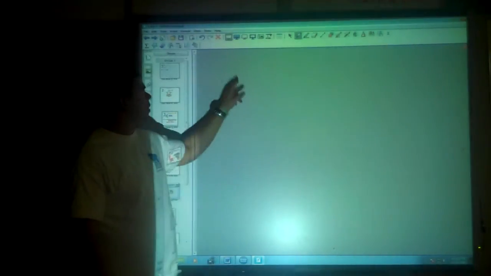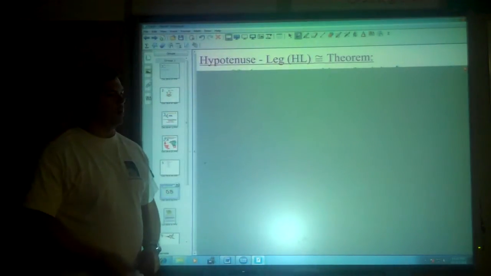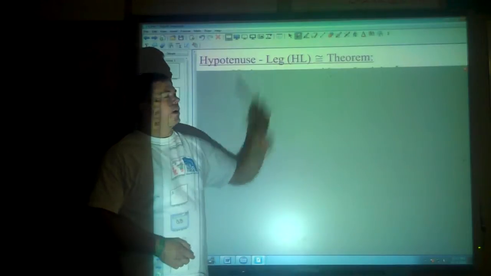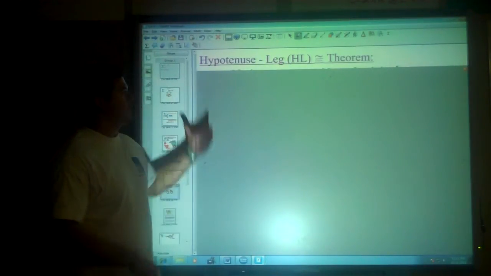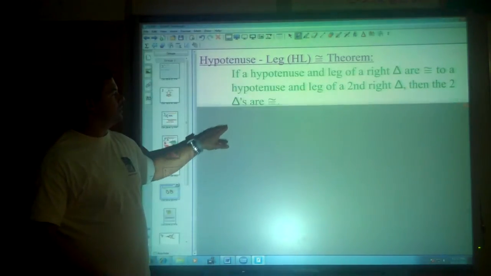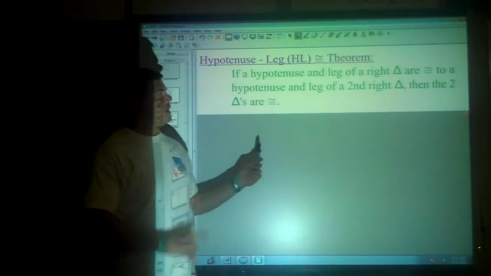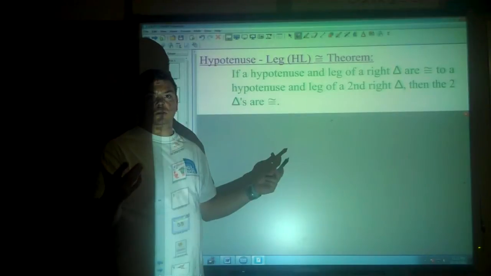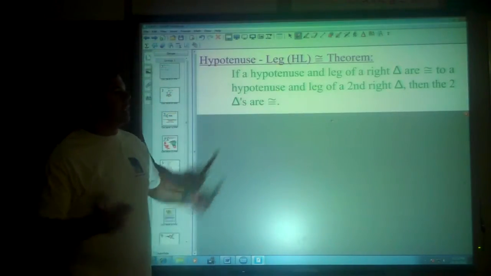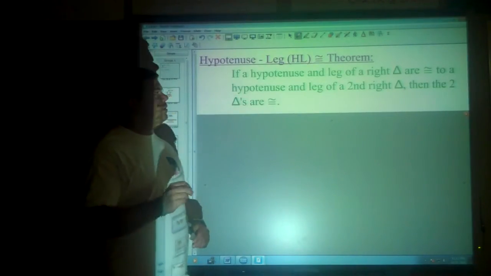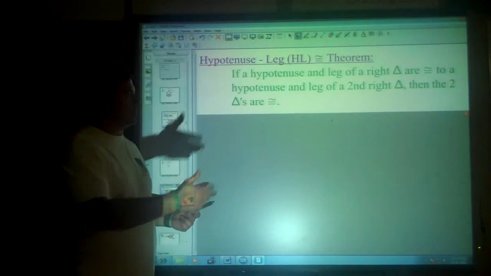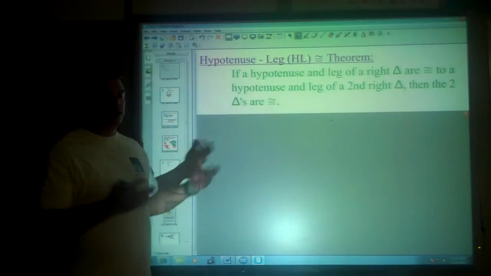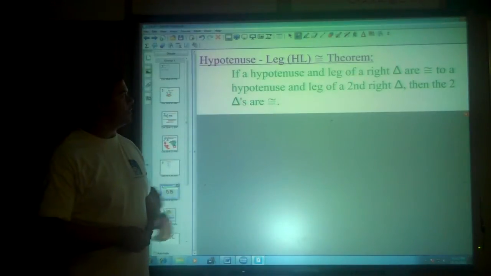I'm going to add one more, known as the hypotenuse leg theorem. Now if it's a hypotenuse leg theorem, the fact that it has hypotenuse means it must be a right triangle. And so we're dealing with right triangles in this case, and we would say if a hypotenuse and a leg, that's only 2 pieces, basically two side lengths of the triangle, if a hypotenuse and a leg of a right triangle are congruent to another triangle's hypotenuse and a leg of the second right triangle, then the two triangles are going to be congruent to each other.